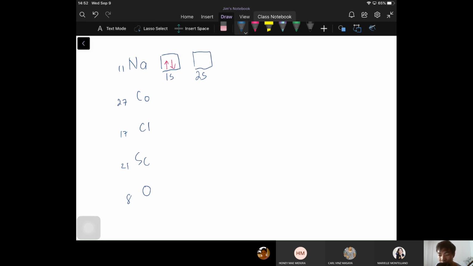Okay, so lalagay ko yan. Up, down. May sobra pa ako na 7. So, I will go sa next orbital, which is p orbital. Again, the p orbital can produce 3 shapes, 3 orientations. So, tatlong box yon. So, up muna, up muna, up muna before mag-down. Yan. Ilan na yan? 10, no?